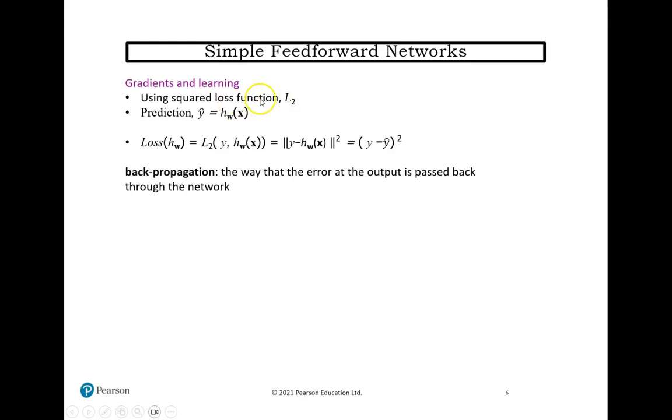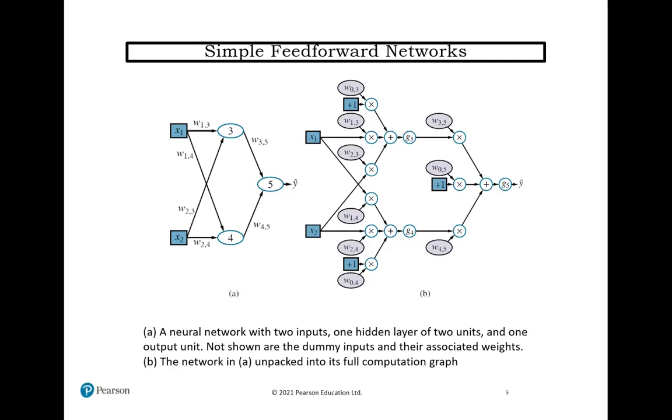So as I said, the goal is to minimize the loss function. The prediction from our network is y hat, and the loss function in that case, if we use an L2 loss function, so we're doing a regression, is the sum over all the training examples of the squared difference between y, which is the true output, and y hat, which is our prediction.